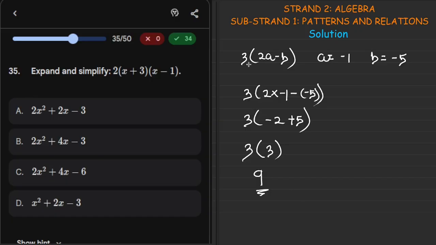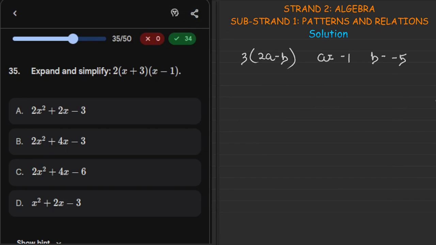Question number 25. We have to simplify the expression, which says 2 into bracket x plus 3, then into bracket x minus 1. The order you do this, well, you can multiply 2 by the first bracket, giving you another bracket, after which you multiply by this other bracket. Or you can multiply these 2 brackets and then multiply everything by 2. But I would want us to start from the left hand side.